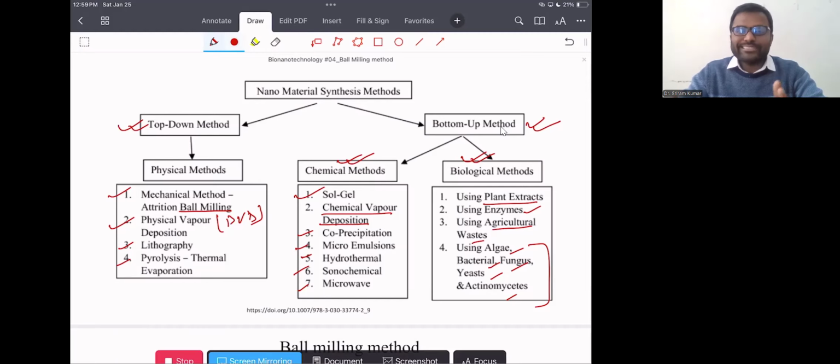So till now we understand we have two kinds of approaches. One is the top-down approach and one is the bottom-up approach. In the top-down approach we have the physical methods. However, in the bottom-up approach we have two methods, the chemical method and the biological method. So now let's start with the physical methods.